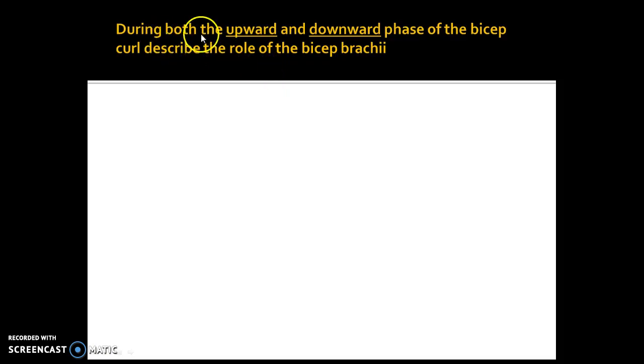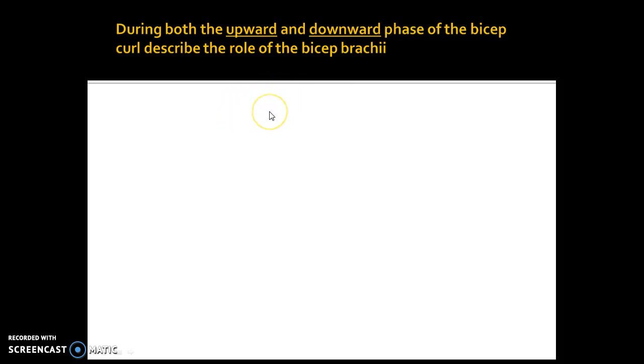All right, so we're looking at this. During both the upward and downward phase of the bicep curl, describe the role of the bicep brachii. Now, this is a popular question that is used to stump people. It's not your traditional question where you have agonist, antagonist, articulating bones and movements. This is a question that requires you to have a specific formula in order to answer it. So that's your key bit.